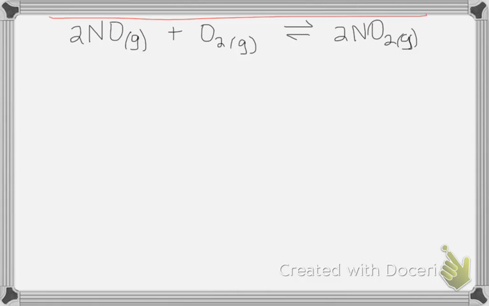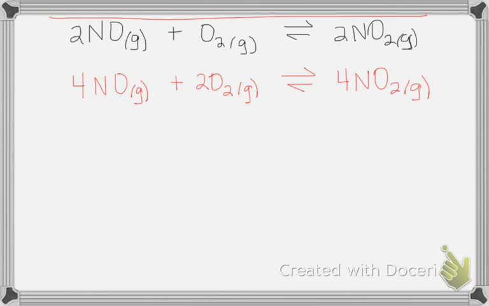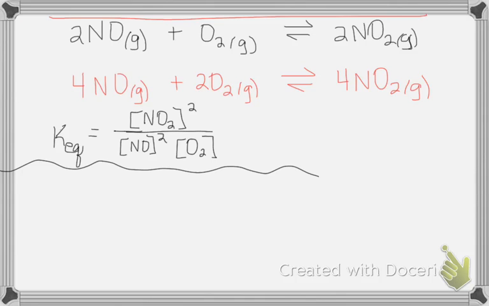Same equation. This time I'm going to change it like so. I'm going to say 4 NOs plus 2 O2s in equilibrium with 4 NO2s. How is the equilibrium constant expression for the equation I have in red going to be different from the one I have in black? Is it double? This is now 4, this is now 4, and this is now 2, isn't it? Isn't it what I originally had in black squared?